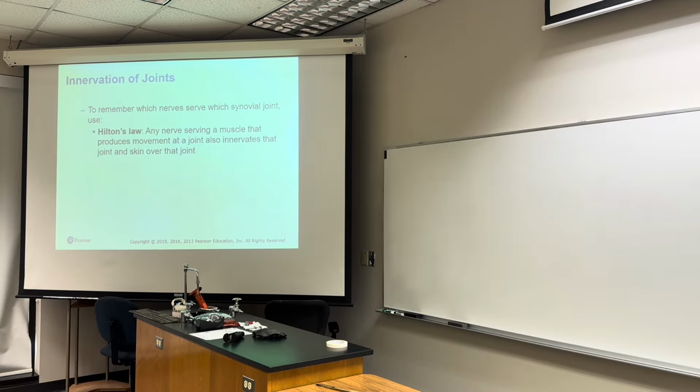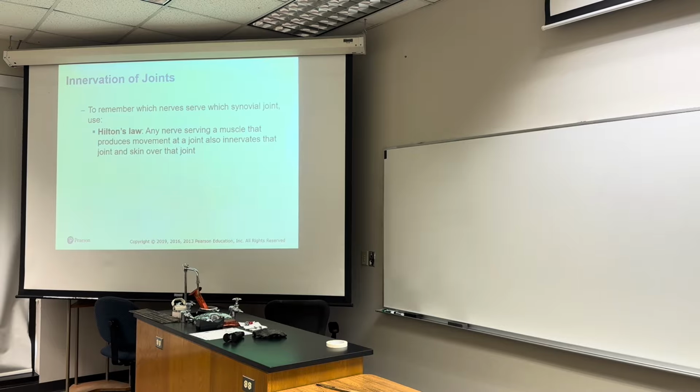Okay, so now as we have been talking about the innervation to the muscle, we just also talked about our skin is also innervated. Now the question becomes, which part of the skin is innervated by which specific nerve? How do you know that? To be able to know that, you have to know what is called Hilton's law, which tells you that any nerve serving a muscle that produces movement at a joint also innervates that joint and skin over that joint.